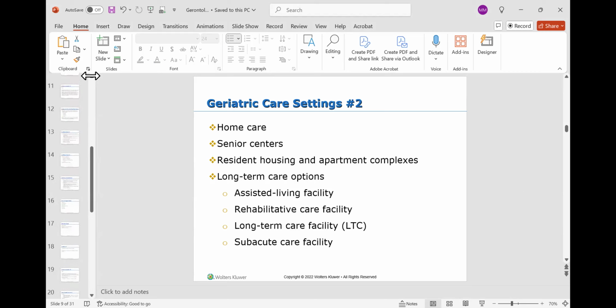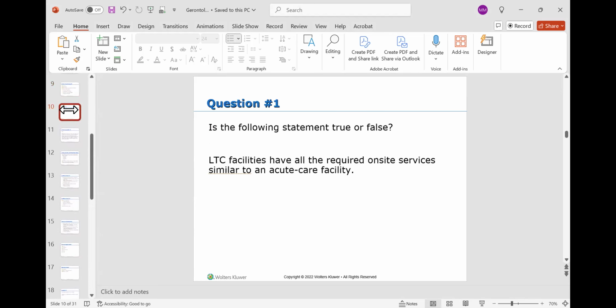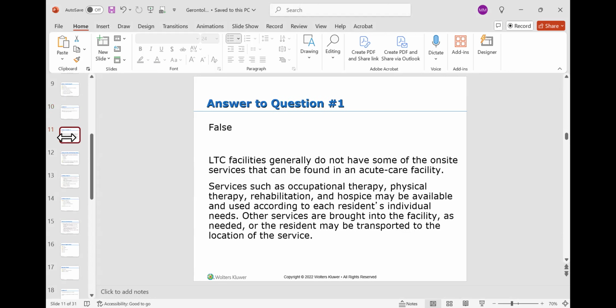All right. Let's move on to the next slide. Question. Long-term care facilities have all the required on-site services similar to an acute care facility. An acute care facility is a hospital. Does a long-term care facility have everything a hospital has? No, it does not, right?